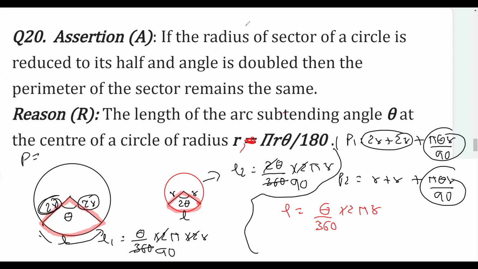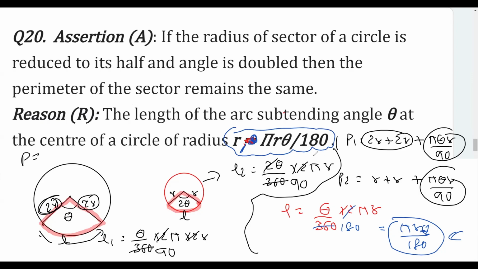If I reduce it, it's 180. So it comes out to be pi r theta over 180, right? There's a printing error over here. So the length of the arc is pi r theta over 180 degrees. Therefore, I can say the reason is correct, but the assertion is wrong. The remaining questions I'll solve in the next video.